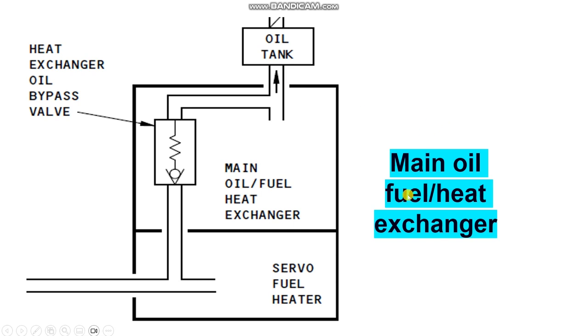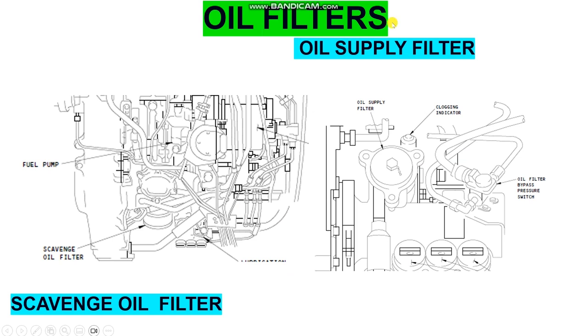Look here, main oil fuel heat exchanger. This is the oil tank. This is N. Look here, heat exchanger, oil bypass valve. Here, main oil fuel heat exchanger. Here, servo fuel heater. There are the oil filters here.